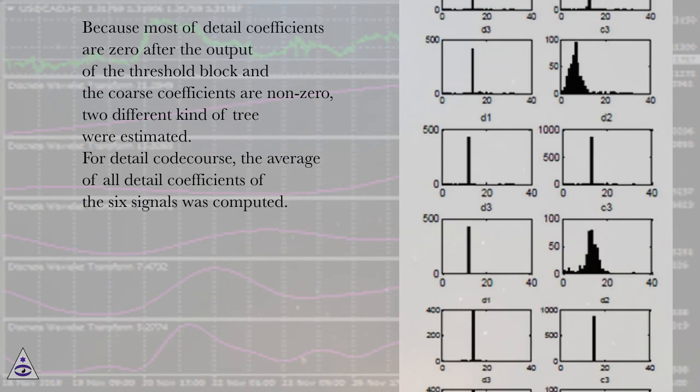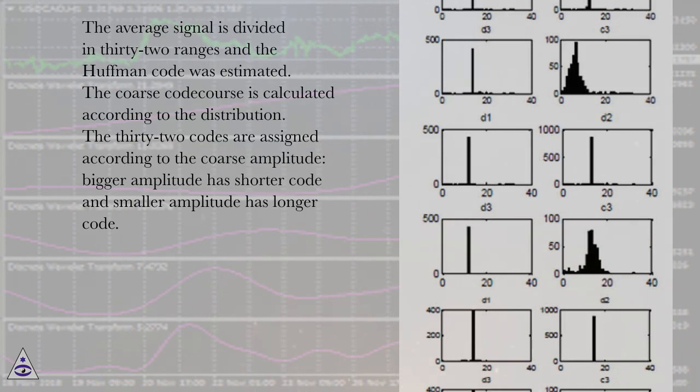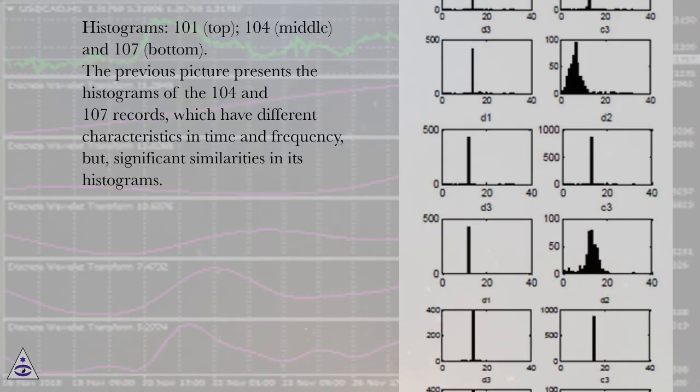For the detail code course, the average of all detail coefficients of the 6 signals was computed. The average signal is divided in 32 ranges and the Huffman code was estimated. The coarse code course is calculated according to the distribution. The 32 codes are assigned according to the coarse amplitude, bigger amplitude has shorter code and smaller amplitude has longer code. Histograms, 101, top, 104, middle, and 107, bottom.